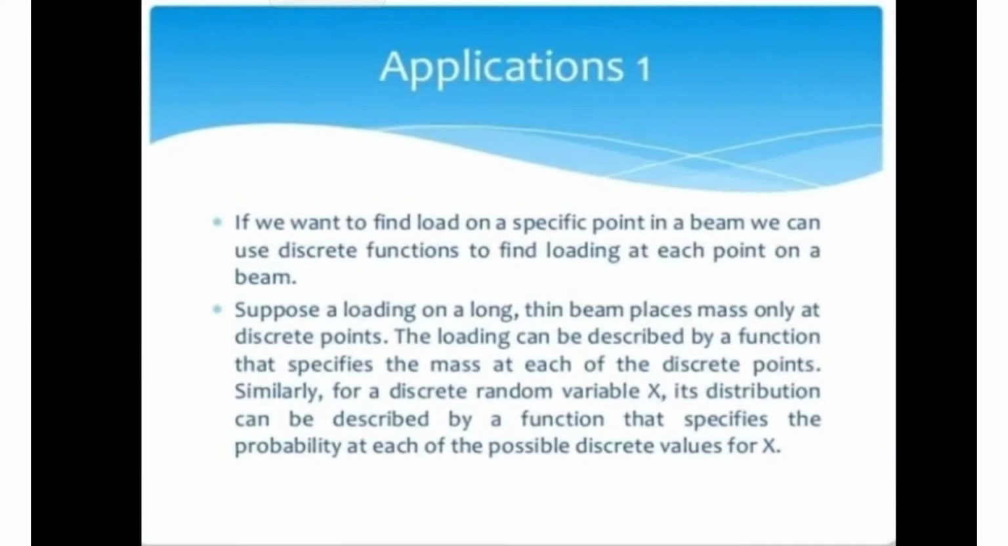Application 1. If you want to find the load at a specific point in a beam, we can use discrete functions to find the loading at each point on the beam. Suppose the loading along this beam places mass only at discrete points. The loading can be described by a function that specifies the mass at each of the discrete points. Similarly, for a discrete random variable x, its distribution can be described by a function that specifies the probability at each of the possible discrete values of x.